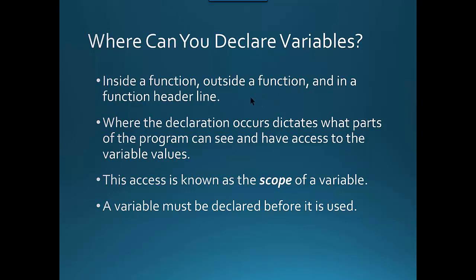For this course, we're going to ask you to never use global variables. There are problems with using them. There's efficiency problems with them, and so generally speaking, when we declare variables, we're going to always want to declare them inside a function or inside a function header line when we declare the function, but never outside of a function.